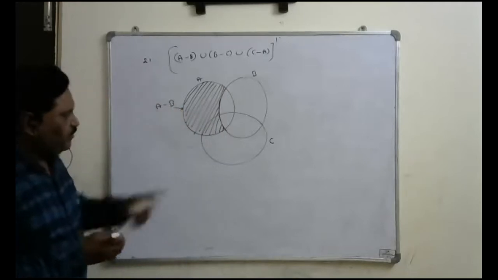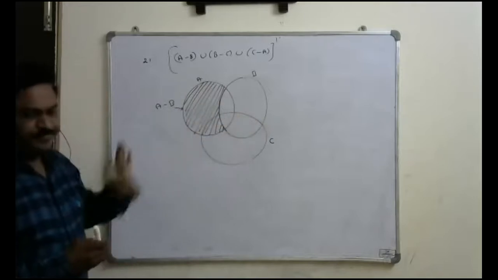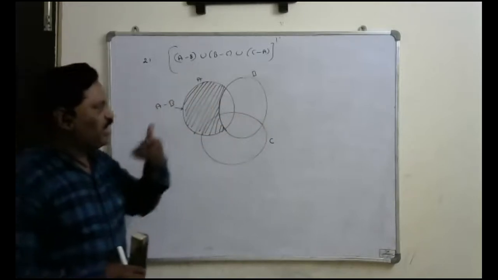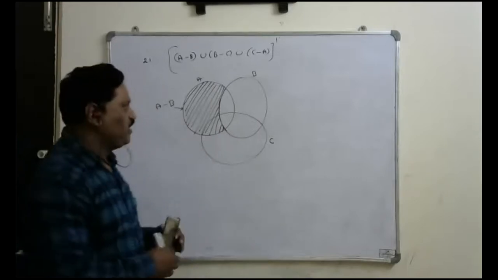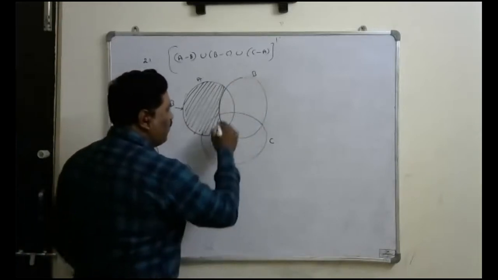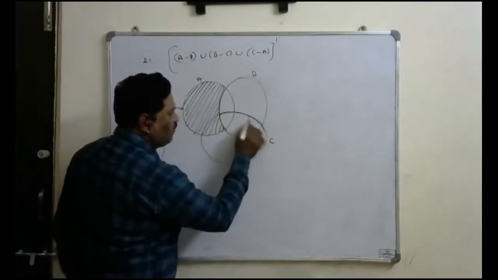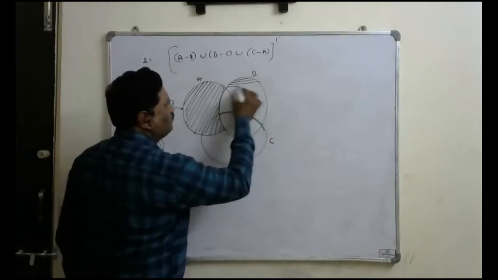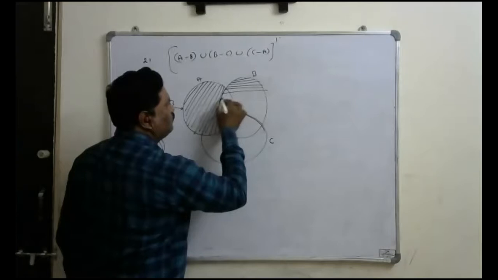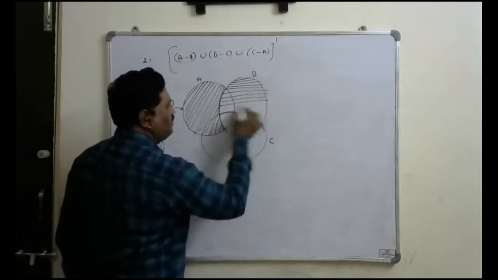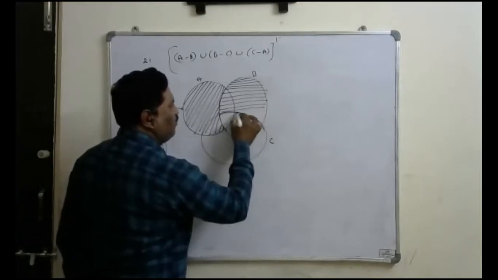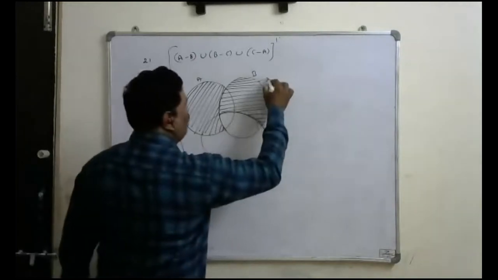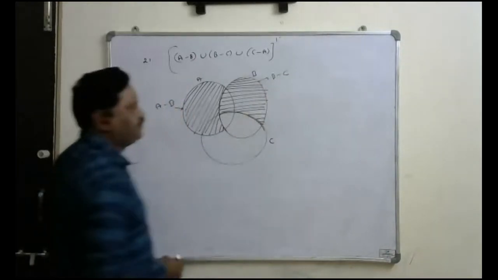The B part I have to subtract from A. Then B minus C. B minus C means that is the area available in B but not in C. From this B part, subtract this C part. This is the C, so subtract this part. Here some A area may also be available. So this hashed area is going to represent B minus C.